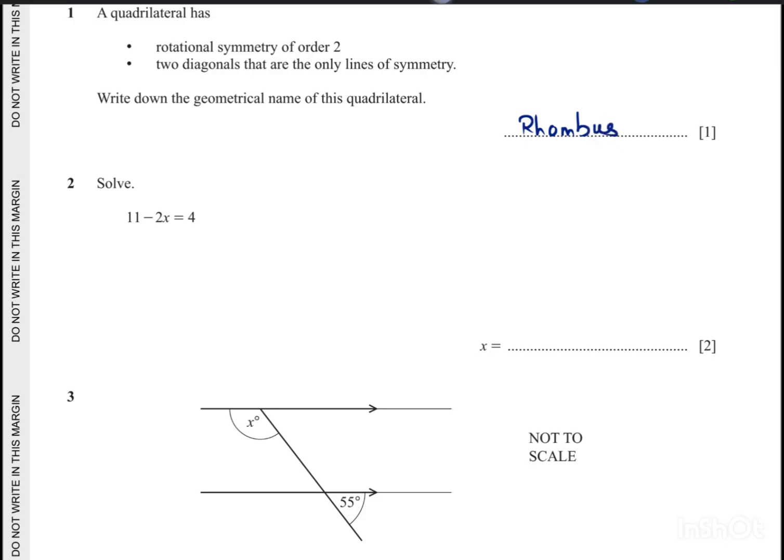Question number 2. Solve 11 minus 2x is equal to 4. So whenever a solve question comes, we have to find the value of x. Keeping the x terms on the left hand side, bring the constant to the right hand side. First step: minus 2x is equal to 4 minus 11, again minus 2x will be equal to minus 7. Minus minus gets cancelled. This gives you x value as 7 by 2, which is 3.5.